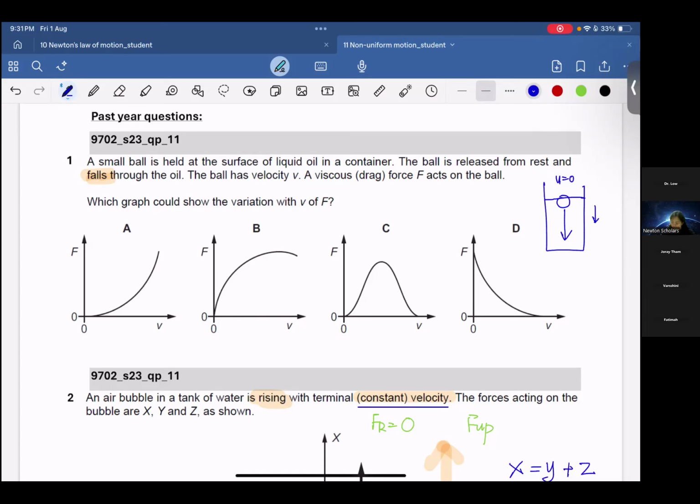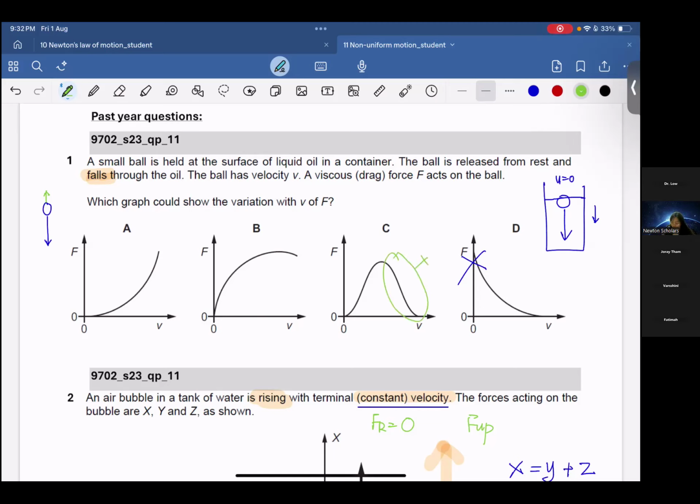Okay, dear, look at this. When the ball goes down, at the start it should have no drag force, so this one D is confirmed wrong. Then after that, as it goes down, the drag force will start to go up, that means it increases. When the speed increases, the drag force increases, so it won't decrease. So C is wrong.